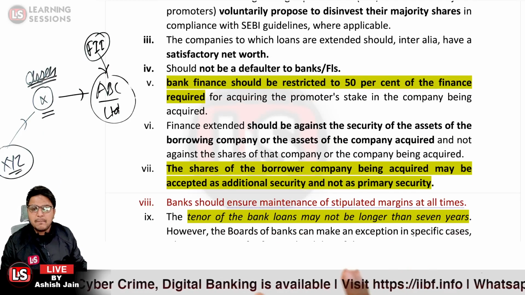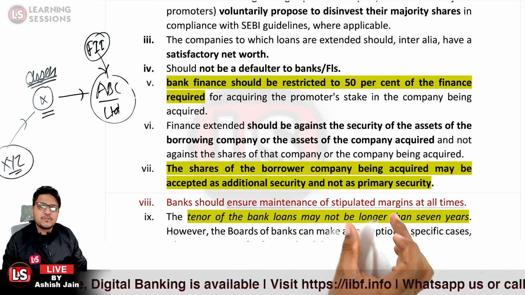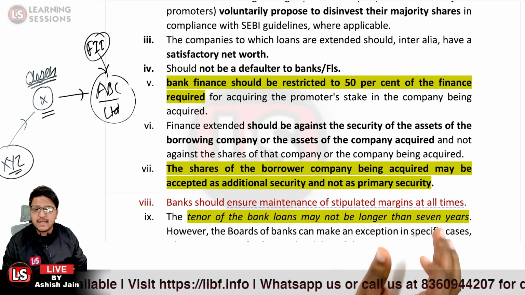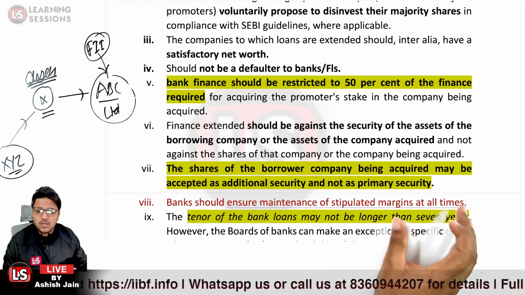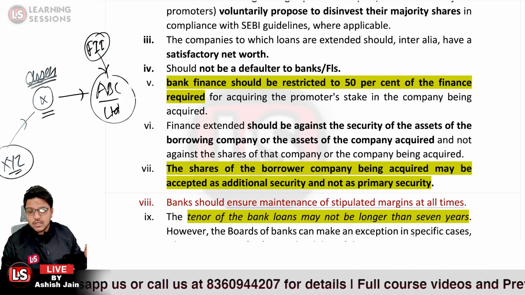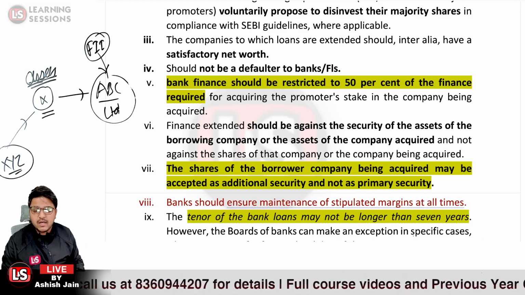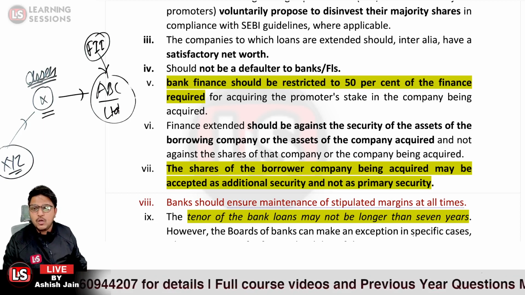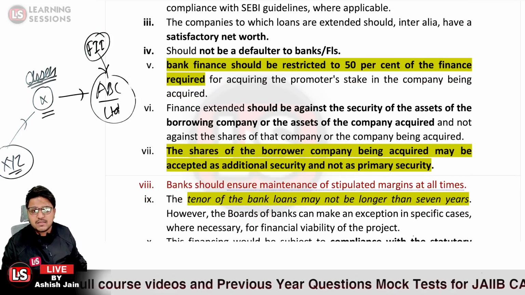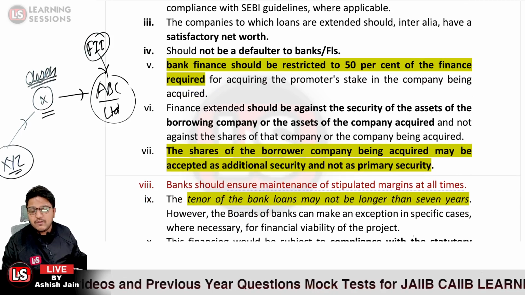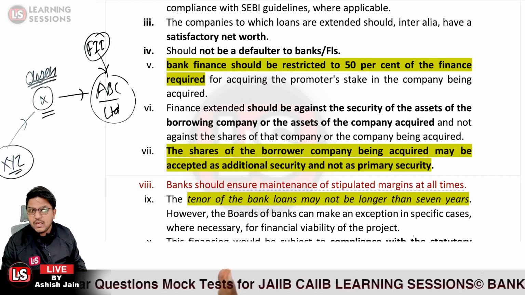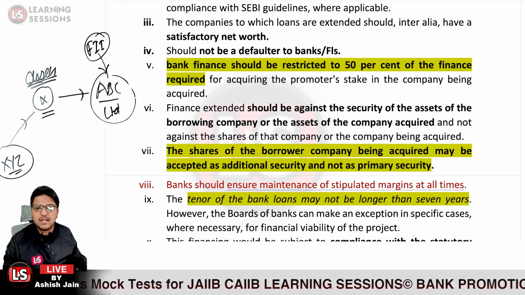And the eighth one, it says banks should ensure maintenance of the stipulated margin. So whatsoever the stipulated margin, I already told you that 50% margin is to be maintained. That must be ensured. The tenure of the bank loans may not be longer than 7 years. So whatsoever the loan is extended to the X over here, that must not have a repayment period longer than 7 years. But after the board of directors' decision, if it is required where the financial viability of the project requires, in that case the longer period can also be allowed.